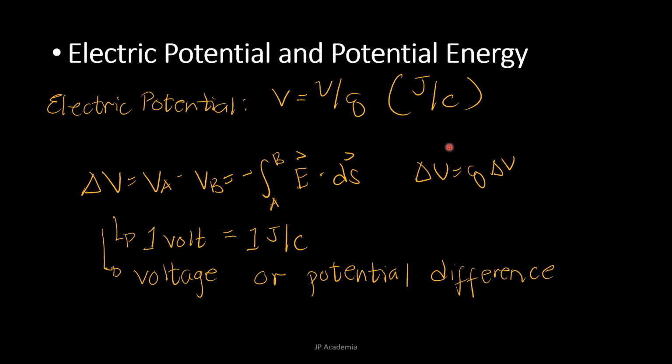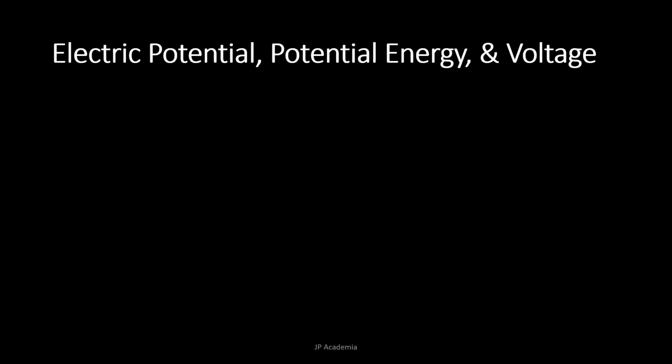Note also that the gain, or the change in the potential energy, is equal to Q, your charge, times the change in the electric potential delta V. Given that this is just the change in electric potential, it has a unit of joules per coulomb also, but we can express this as 1 volt. So 1 volt is equal to 1 joule per coulomb. This is also known as the voltage, the popular term for this, or it's also known as the potential difference.